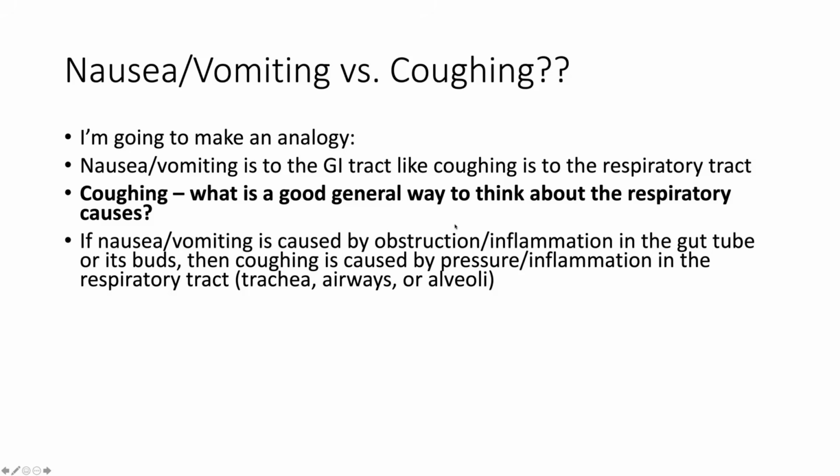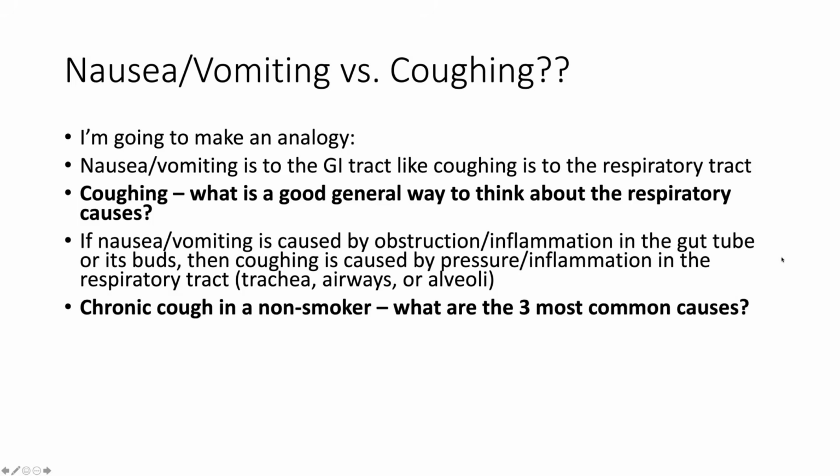If nausea and vomiting is caused by obstruction or inflammation of the gut tube or its buds, then coughing is basically caused by pressure or inflammation in the respiratory tract: trachea, airways, or alveoli. So let's think about it. This comes up a lot.